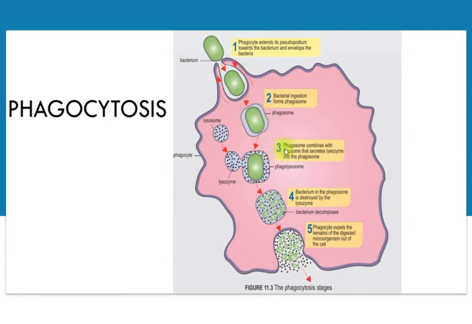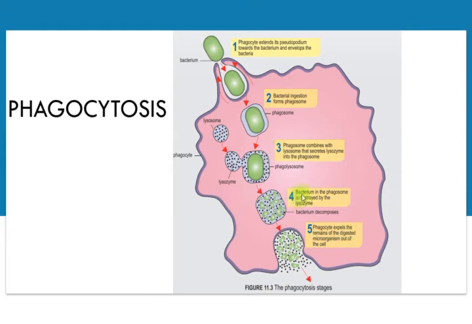And then number 3, the phagosome combines with the lysosome, which secretes lysozyme into the phagosome. This is referred to as the lysosome. The phagosome will combine with the lysosome and form the phagolysosome. So the lysosome will secrete the lysozyme, and the lysozyme will destroy the bacteria.